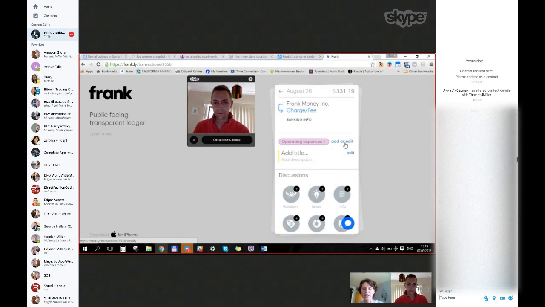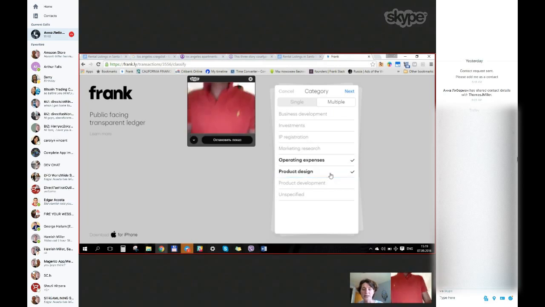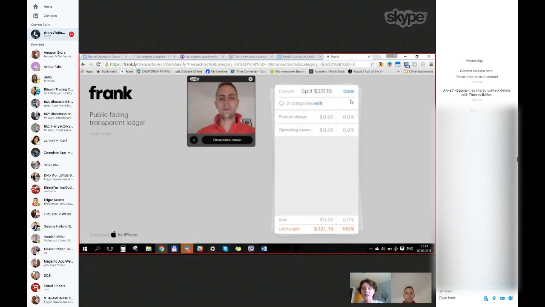You see here, I can add or edit a category. So now, separating expenses. I can push add or edit and change this category, for example, to IP registration. Or I can also add multiple categories. So for example, this transaction was partially connected to operating expenses and to product design. So I used 2 different categories.